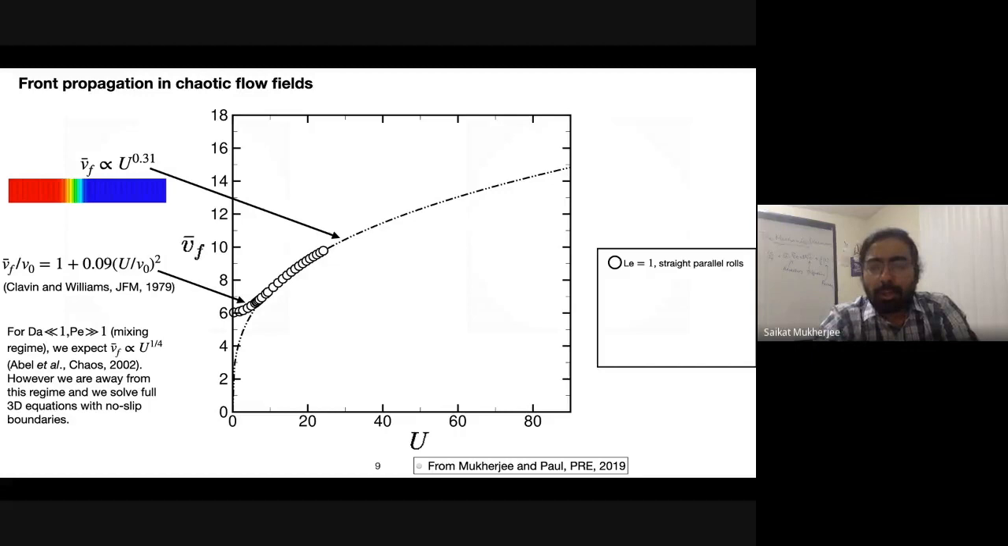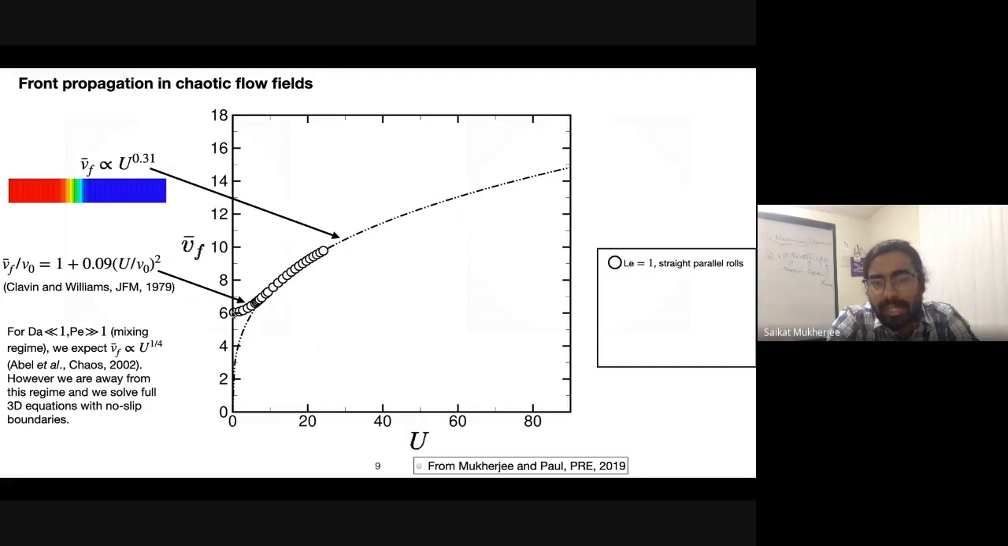So jumping on to some results, we did a bunch of simulations and we tabulated the front velocity as a function of the characteristic fluid velocity. The characteristic fluid velocity U is the maximum fluid velocity that we get in the middle of the domain. If you plot it, for straight parallel rolls, we have this kind of variation. For small values of Rayleigh numbers, small values of fluid velocity, we see this quadratic relation. It can be recovered using perturbation expansions.